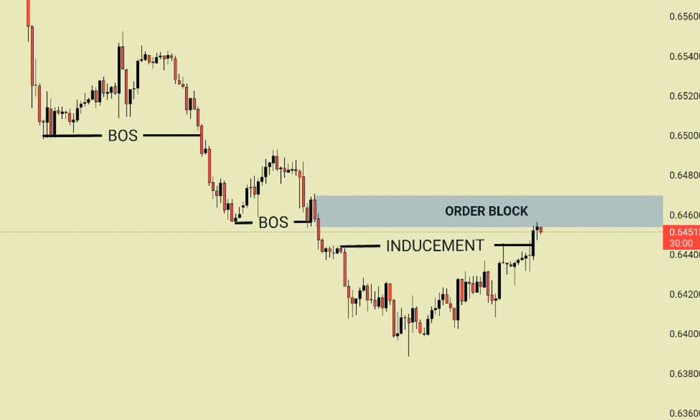The market then pushes slightly higher, grabs that liquidity, and finally taps the real order block. This is exactly what happens here. Inducement, stop hunt, order block mitigation.